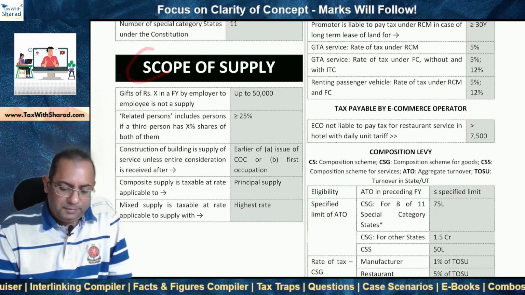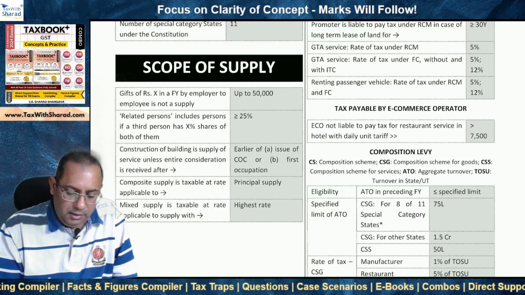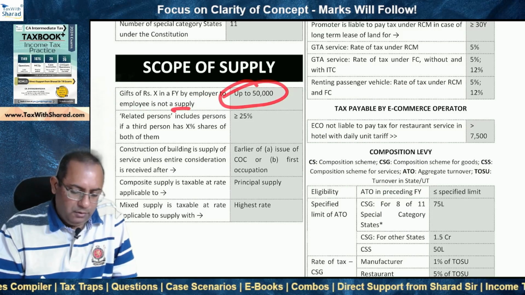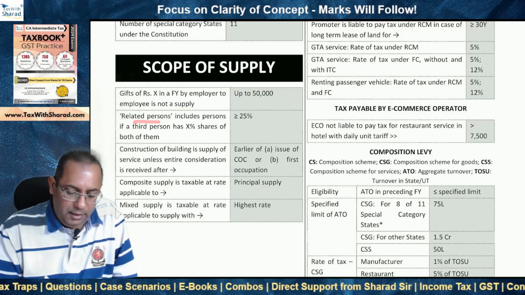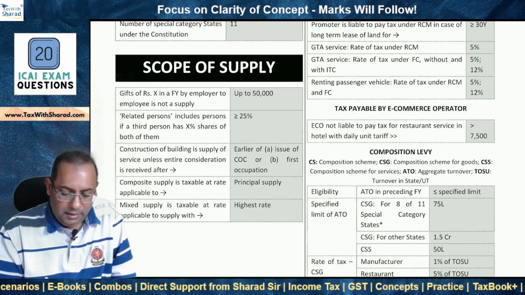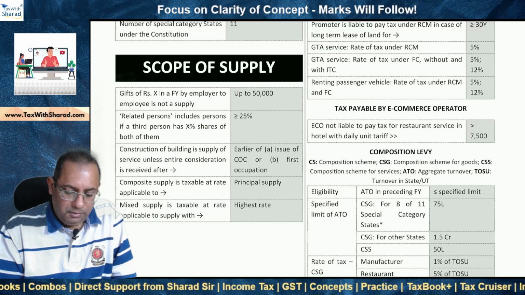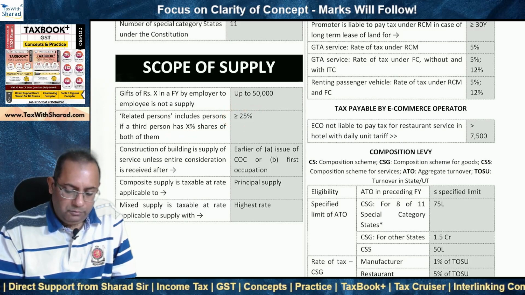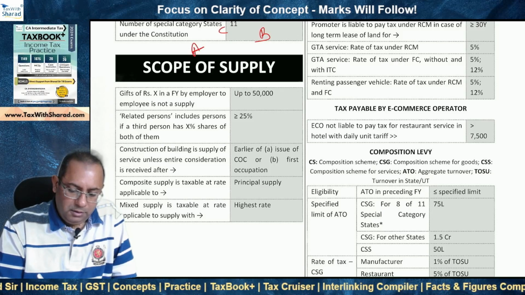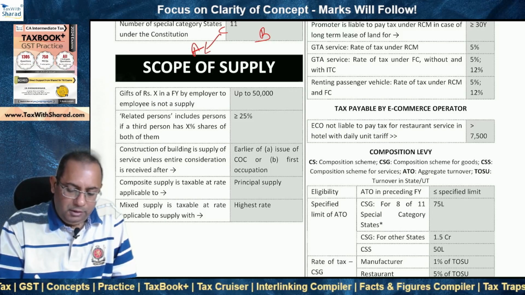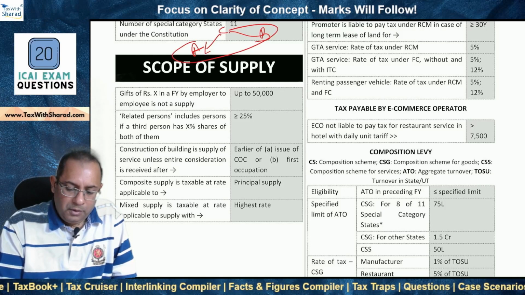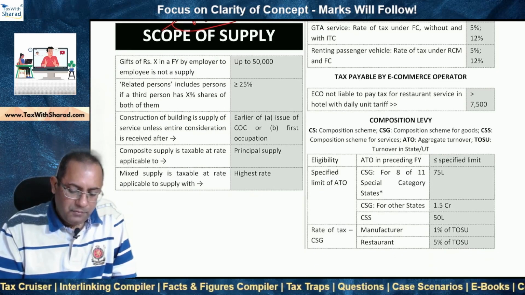Now we move to scope of supply. Gifts in a financial year by an employer to the employee are not a supply up to rupees 50,000. Now what are related persons? There is a list where persons are categorized as related persons, and this includes persons where a third person has 25% or more shares of both of them. So A is there, B is there, and there is a third person C, and C holds 25% or more shares in A and 25% or more shares in B. So A and B will become related persons.